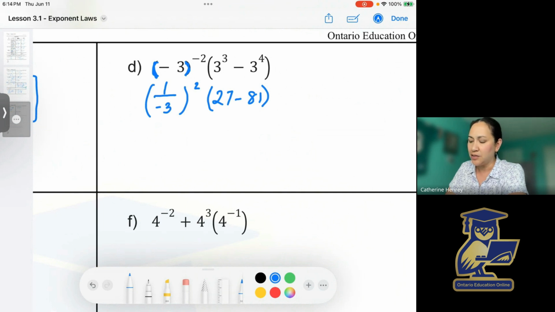Let's simplify this. So 1 to the power of 2 is 1. And negative 3 to the power of 2 is really negative 3 times negative 3. So it becomes positive 9. And we're going to multiply that by 27 minus 81, which is negative 54. We don't need a common denominator. We are not adding or subtracting at this point. We're just multiplying straight across. And so with that negative sign, I get negative 54 divided by 9 is negative 6.